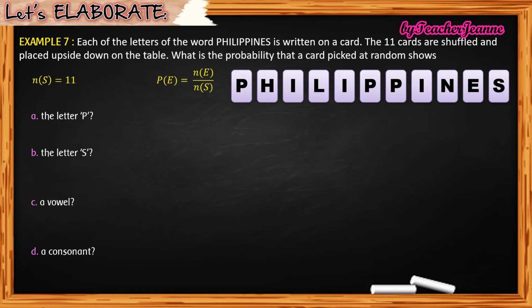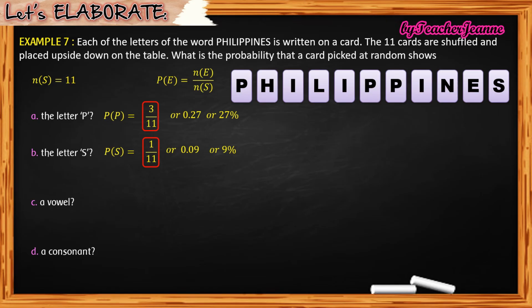For letter A, the probability that a card picked at random shows the letter P is 3 over 11, or 3 out of 11. So in decimal, that is 0.27 or 27%. For letter B, the probability that a card picked at random shows the letter S is 1 over 11, or 1 out of 11. In decimal, that is 0.09 or 9%.